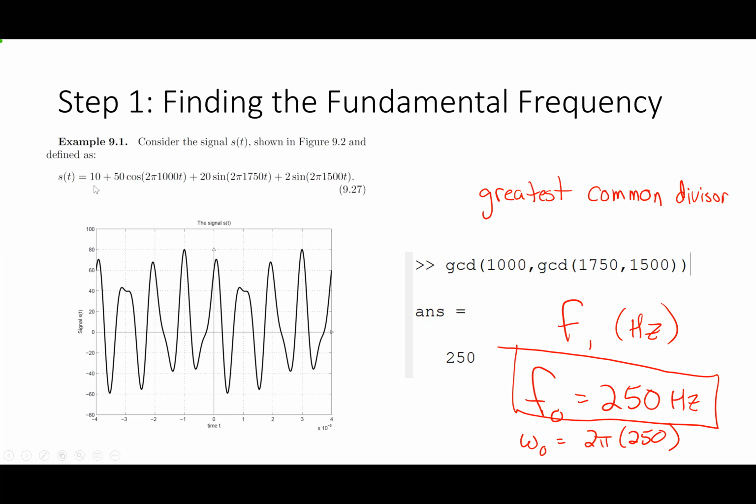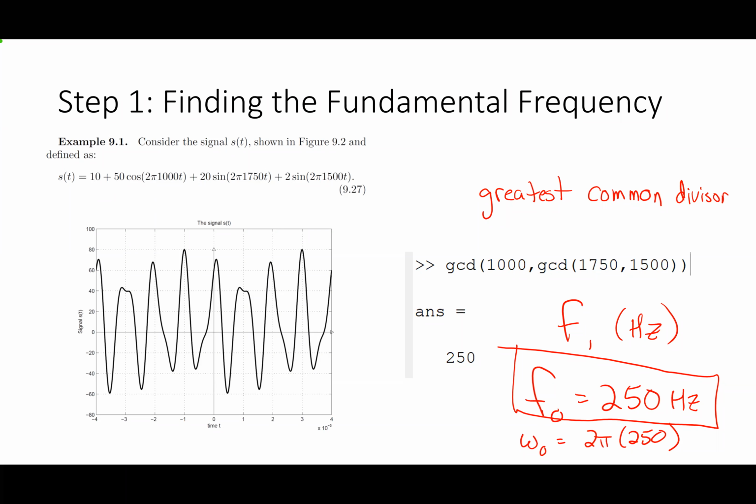Now, what about the DC guy? Isn't he the fundamental? Trick question. It's the 0 frequency term. This guy has a frequency of 0. So this is not the fundamental. The fundamental is the smallest frequency that's there. Technically, the smallest frequency that's here is 0, but the smallest frequency that I see repeating in the waveform is the 250. That's the part that we have to be careful of.